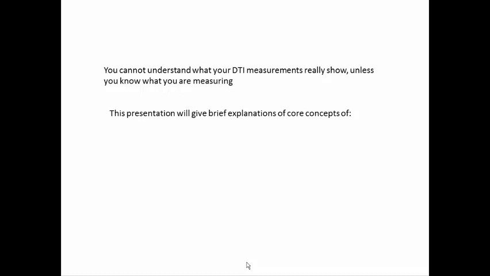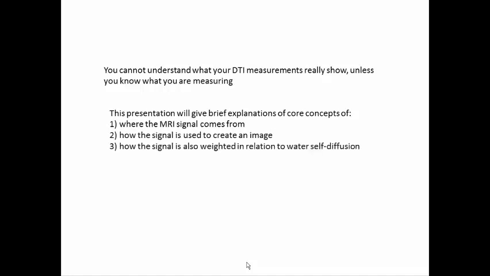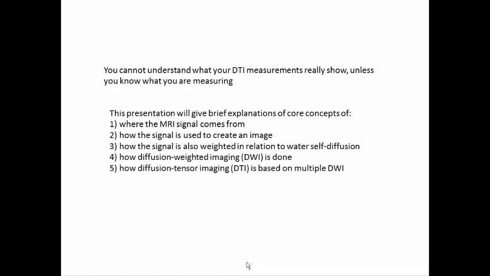It's really important to know what you're measuring, to know what you can trust, what you can't trust, what the limitations are. So I'm going to try to give a brief explanation of what I think are the most important core concepts, covering where the MRI signal comes from, how we use the signal to get an image, how we can also take that same signal and weight it and relate it to water self-diffusion, how diffusion-weighted imaging, DWI, is done, how diffusion tensor imaging, DTI, is done based on multiple DWI, and how fiber tracking can be done using DTI data. So I've also introduced a couple of terms here, DWI, DTI, and fiber tracking. Not interchangeable terms at all.